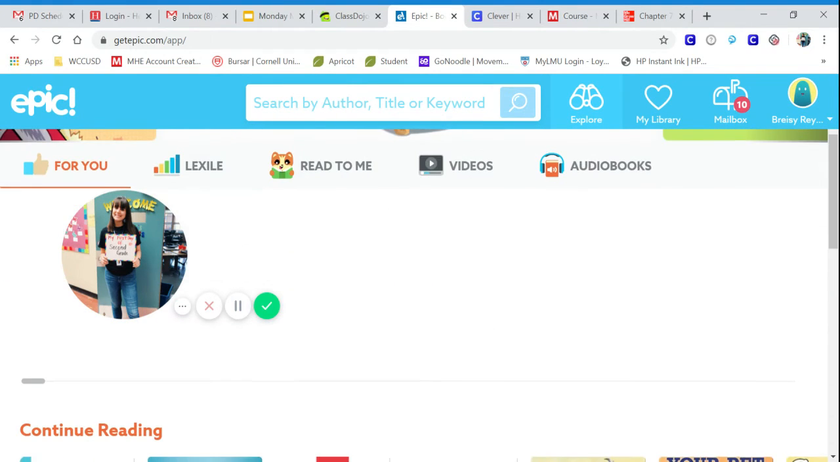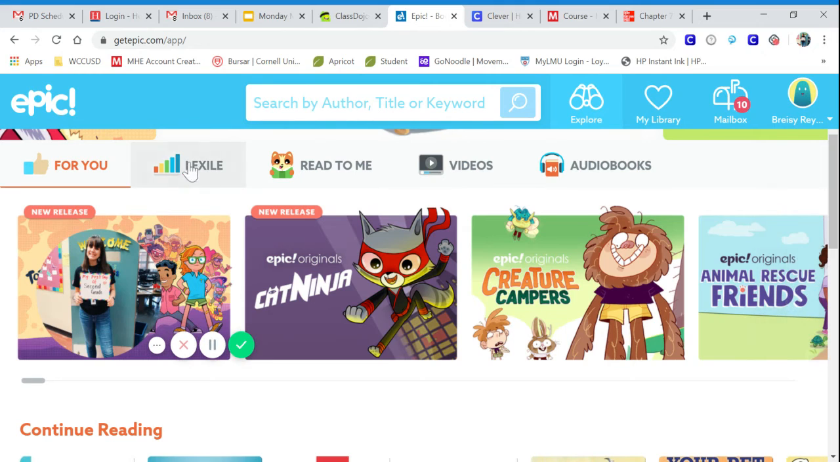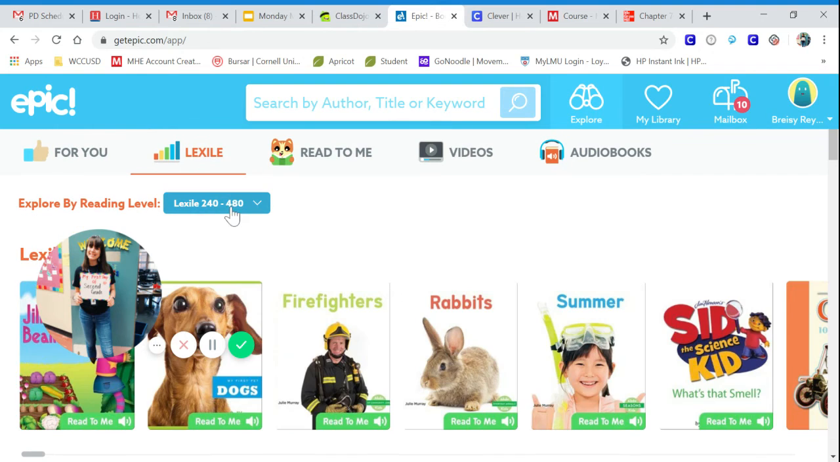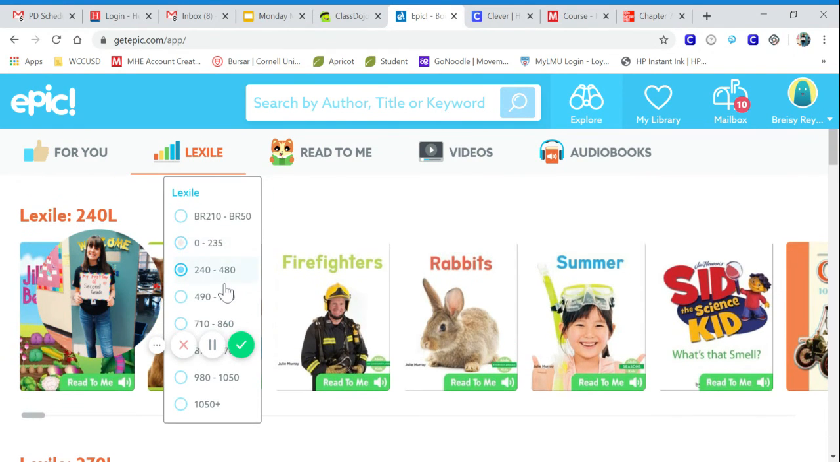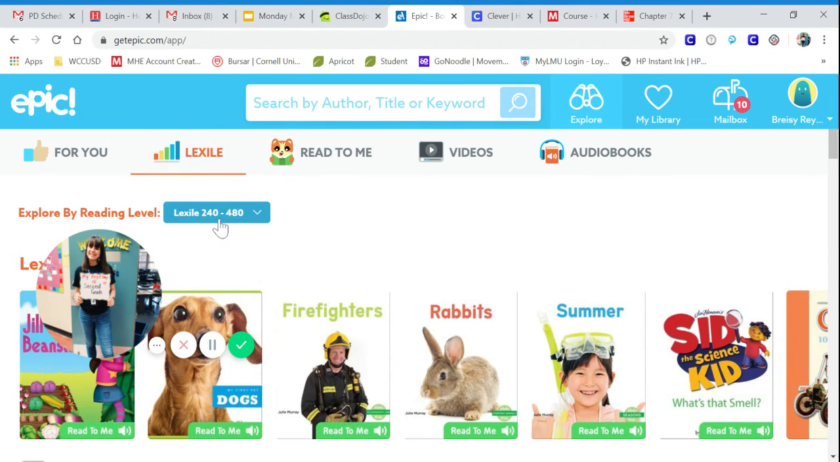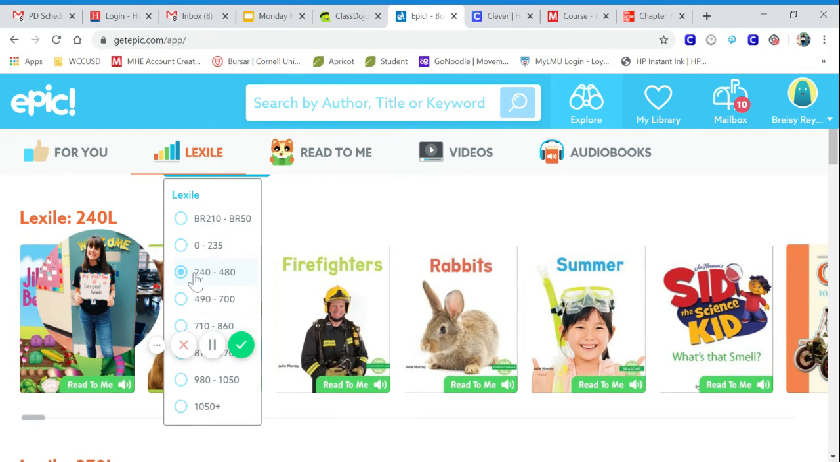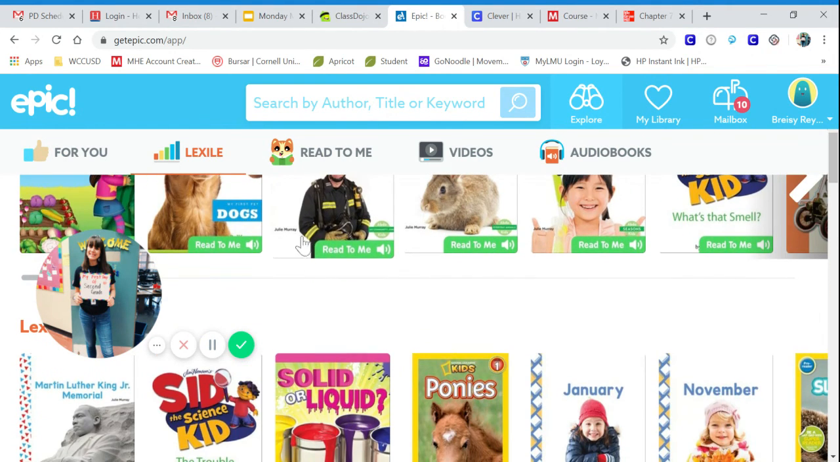And what I want you guys to do is I want you to click right here where it has this graph. It says Lexile, and you can click on all of these. Okay, so 0 to 235, this would be red dots. Okay, 240 to 480, this would be like green dots, blue dots. Most of you can do 240 to 480. If this is too easy for you, then you can do a harder one. And if it's too hard, you can try some of these until you're ready, but you need to be able to read them on your own.